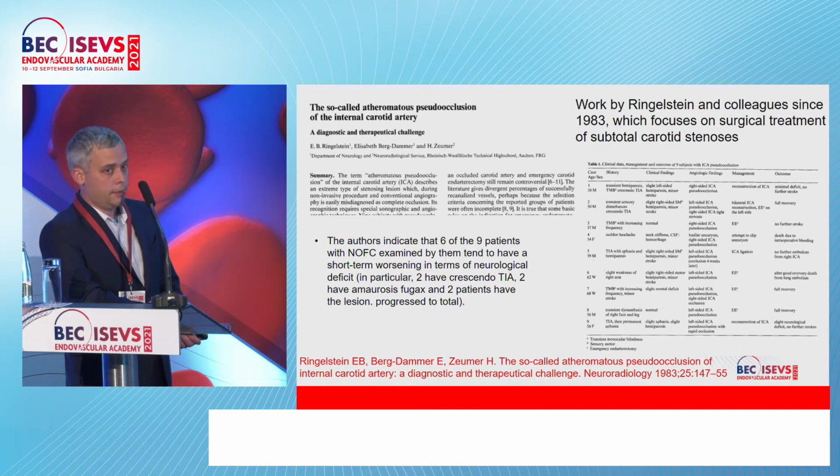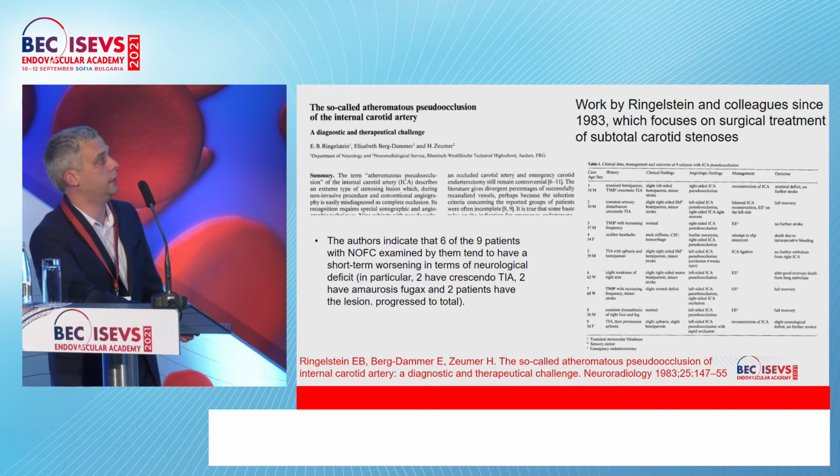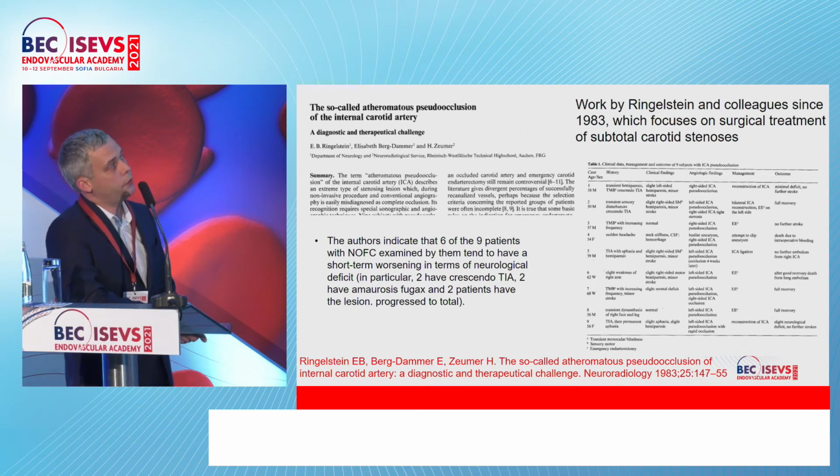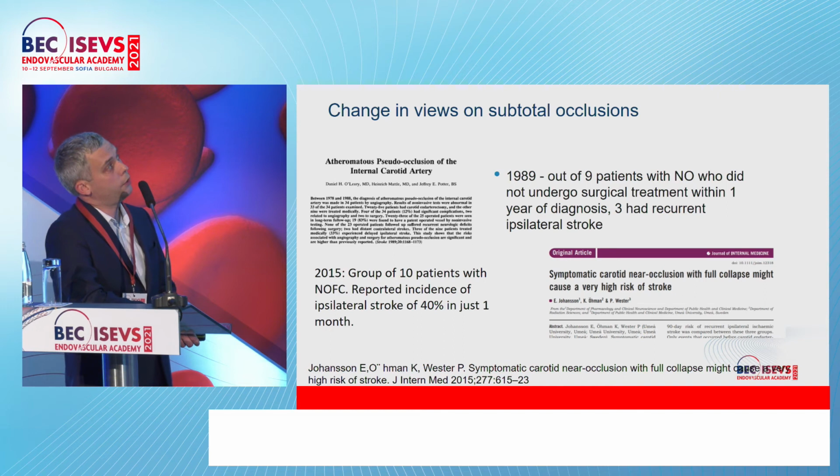So the authors reported that 6 of 9 patients, for a very short period of time, 3 months, had a worsening in the neurological deficit, and in particular, 2 of them had crescendo transient ischemic attacks, 2 had amaurosis fugax, and 2 patients had the lesion progress to total occlusion with some kind of additional neurological deficit.